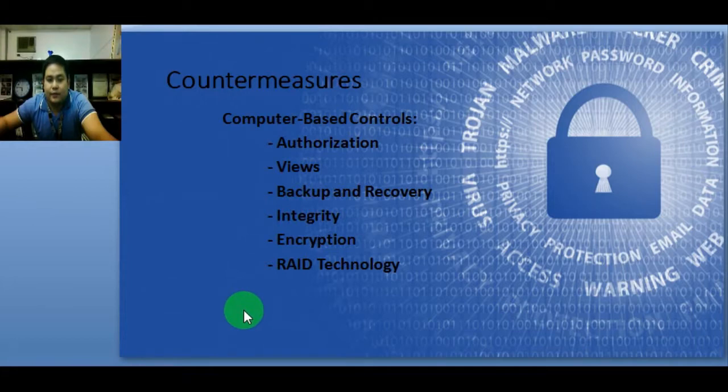Here are some of the things that we can do to protect our information from the threats mentioned on the previous pages. First one is authorization. It will help us to identify the individuals who will have access to certain files and information. Then the second one is views, which can limit the people who have the ability to access some files and data. And the third one is backup and recovery. It will remove your worries about your files being accidentally deleted or deleted without authorization. And the fourth one is integrity. It will help make sure data does not become invalid. Then the next one is encryption. It will help us protect more sensitive data and information. Then the next is RAID technology.